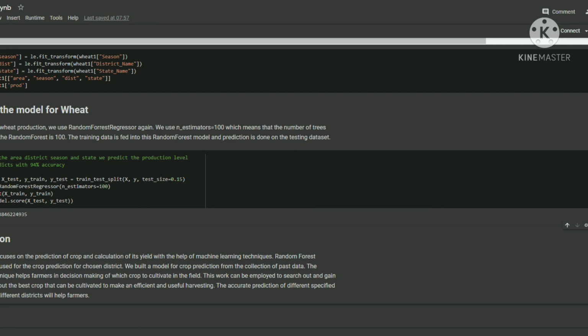For predicting wheat production, we use random forest regressor again. We use n_estimators equals 100, which means that the number of trees considered in the random forest is 100. The training data is fed into this random forest model and prediction is done on the testing dataset. The accuracy obtained on the testing dataset is seen above as 96.76%, which is very satisfactory.